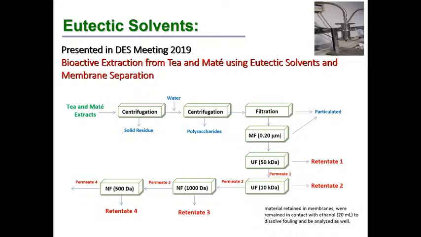Simple filtration, then a microfiltration just to remove more particulate, and then tests the ultrafiltration and nanofiltration with cutoff of 50 and 10 kilodaltons. And in the nanofiltration, we can talk about cutoff of 1 kilodalton and 500 daltons. I put here a reminder that in this work, the material retained in membranes was kept in contact with ethanol to dissolve fouling and be analyzed as well.